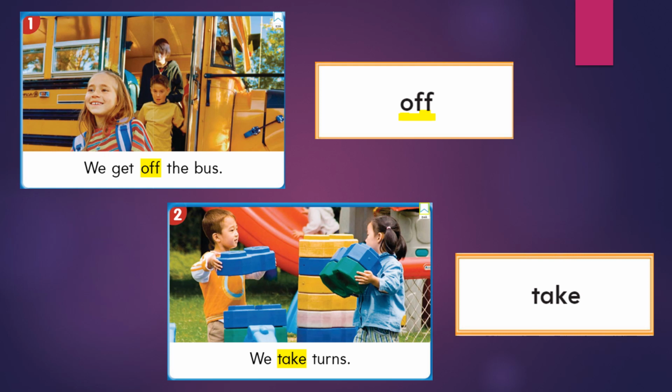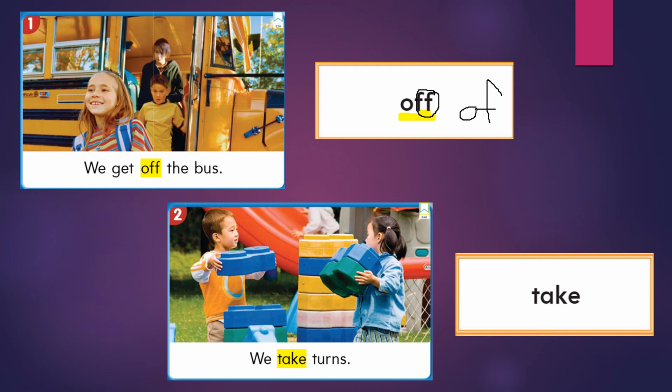Remember in the word of, right? The F makes a V sound, right? Of. Well, in this one, those two F's together just make one F sound. So it's off, off, off. All right? And our sentence that we have is, we get off the bus.